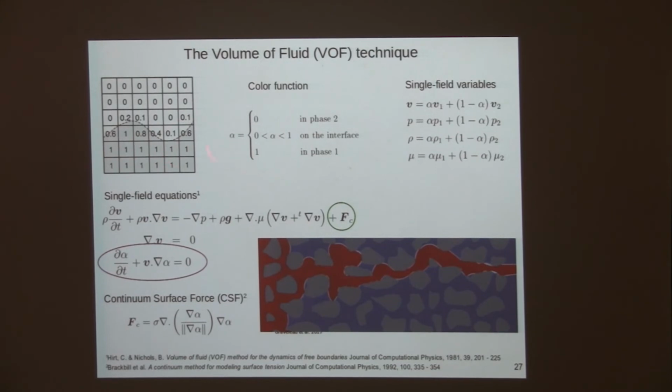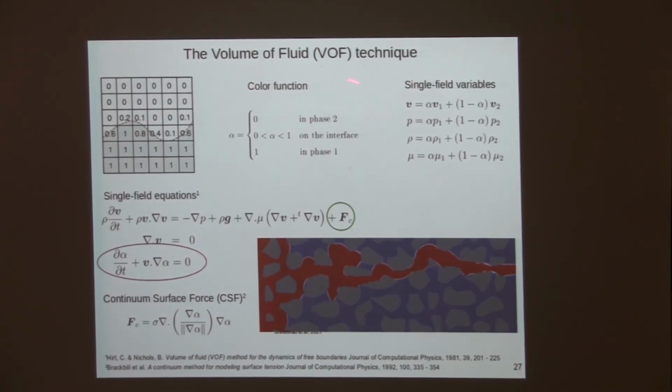Based on this color function, we can distribute the value of a single field, the density. We call it rho, and in one phase, rho will have the value of rho in the liquid. In the other phase, it will have the value of rho in the gas, if our two-phase flow is a gas-liquid system, and at the interface, we will have a kind of average.